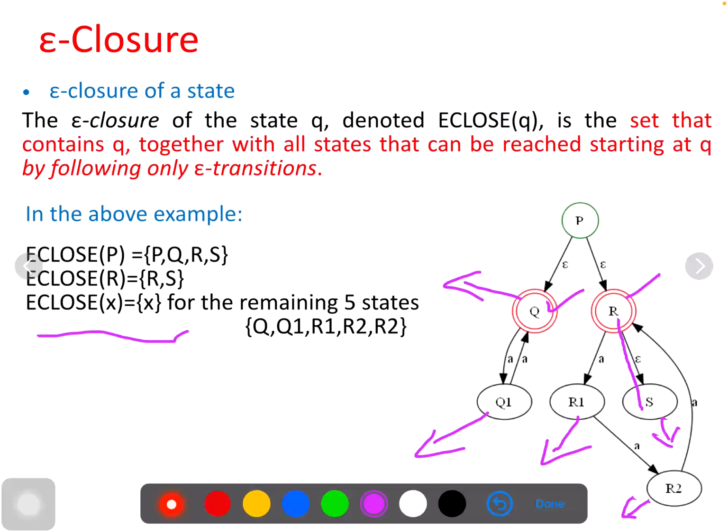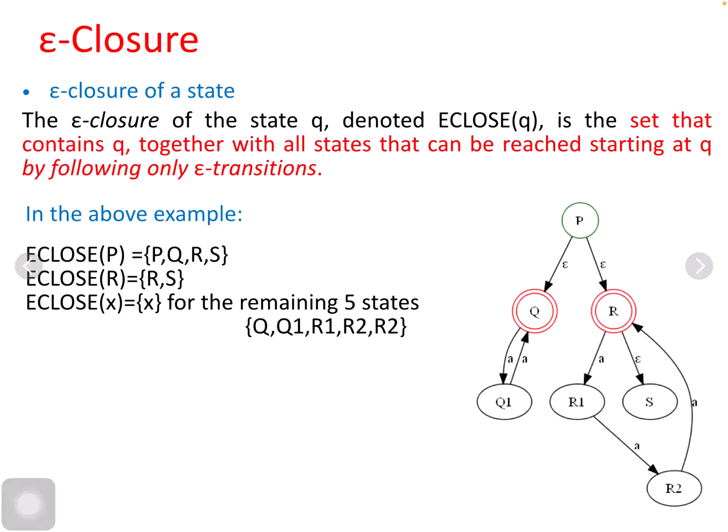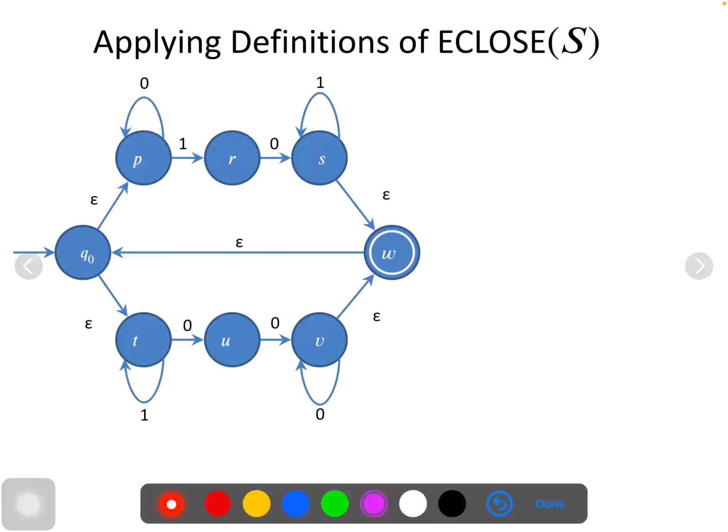Why is that? We have only transitions on that state itself. We need not move to any other state on epsilon. So that's the reason I generalized these states. It will not move to any other state. Okay, so I think you understand this concept. You are able to find out the E-closure, so then you can also find out the E-closure for particular problems.